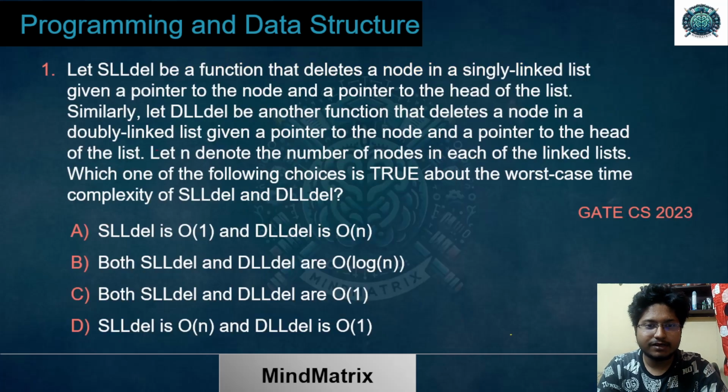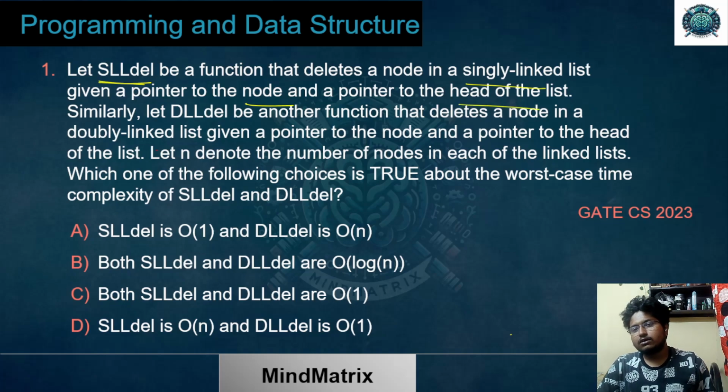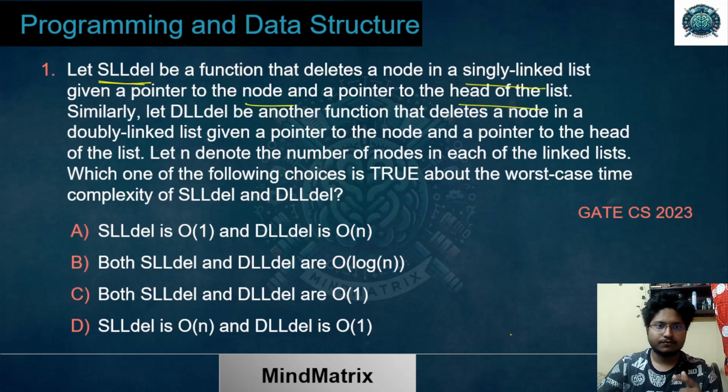Without further delay, we are moving ahead with the questions. So, yeah, this is the first question. It says, let SLLDL be a function that deletes a node in a single linked list, given a pointer to the node and a pointer to the head of the list. So this function deletes a node from a single linked list, and two things are given: a pointer to the node that has to be deleted and a pointer to the head of the list.